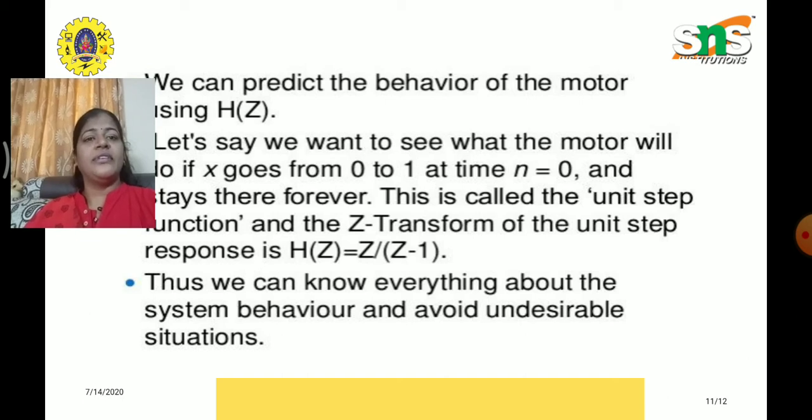This is called the unit step function, and the Z transform of the unit step response is H of z equal to z by z minus 1. Thus, we can know everything about the system behavior and avoid undesirable situations.